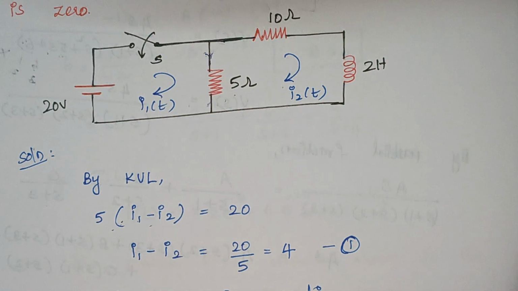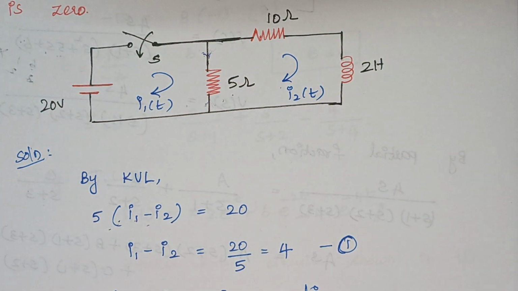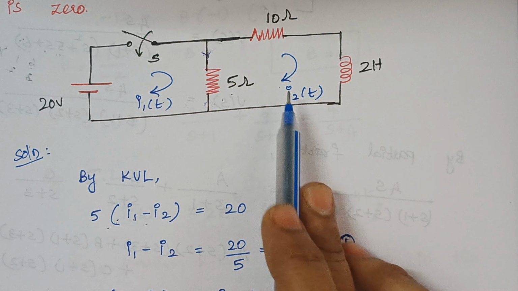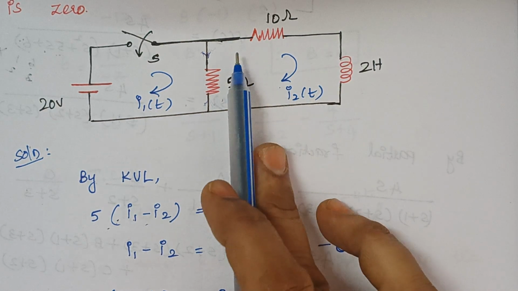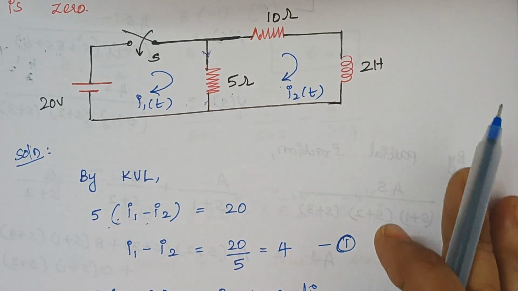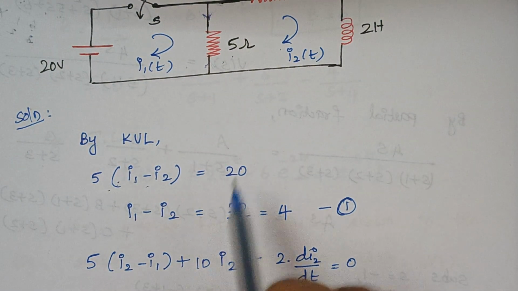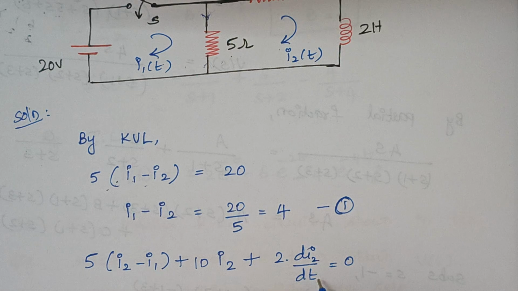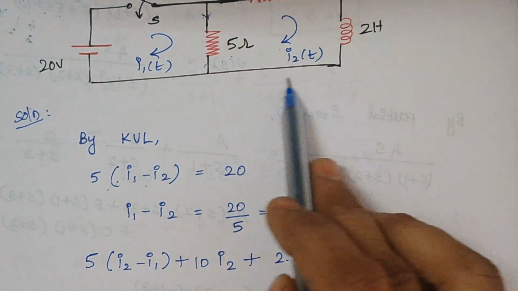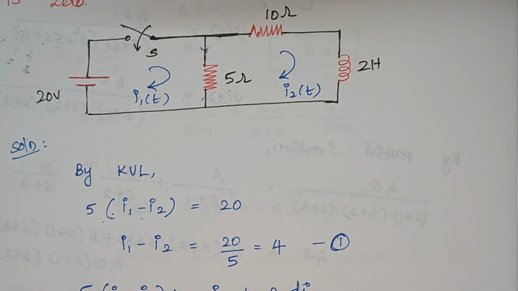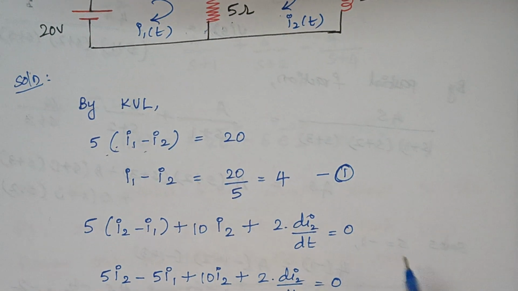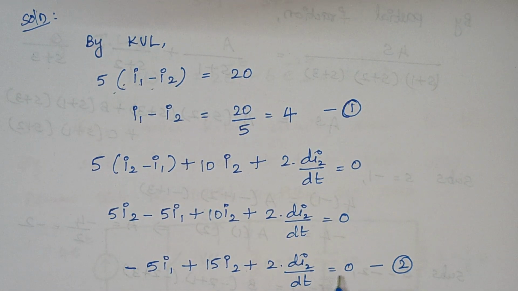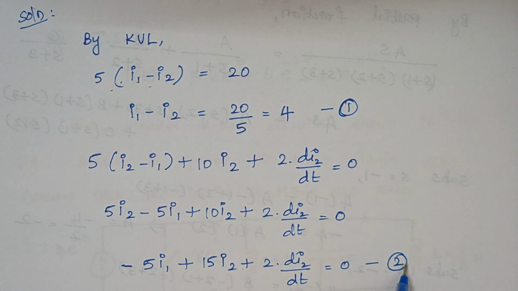Now the next thing is, we are going to apply KVL to our loop 2. Right. So when you apply here, again 5 into, since we are considering loop 2, I2 should be written first. Therefore, the voltage drop across this 5 ohm is given as 5 into I2 minus I1. Right. Plus 10 I2 and again here 2 into di2 by dt, which is equal to 0 because loop 2 doesn't have any source voltage. Right. So this is our equation. Again, we are multiplying and rearranging this equation. So finally, this is our equation. Right. Let this be equation number 2.